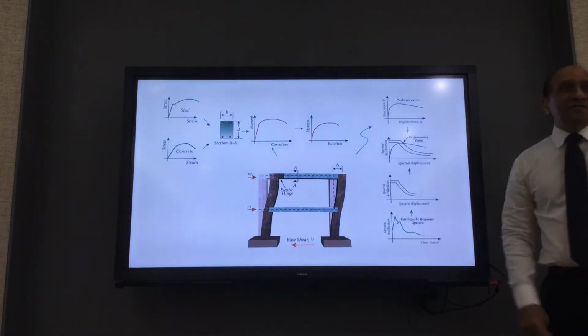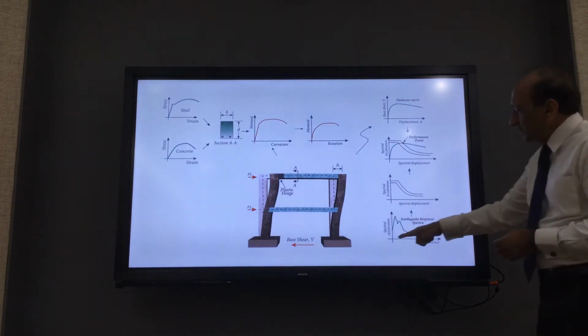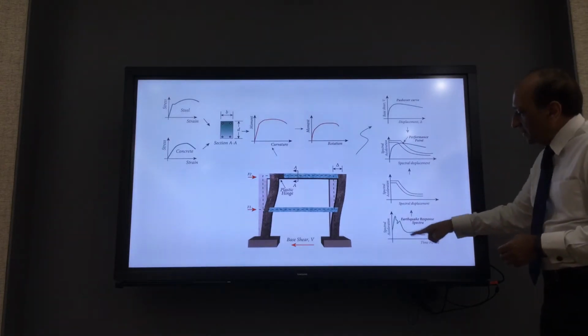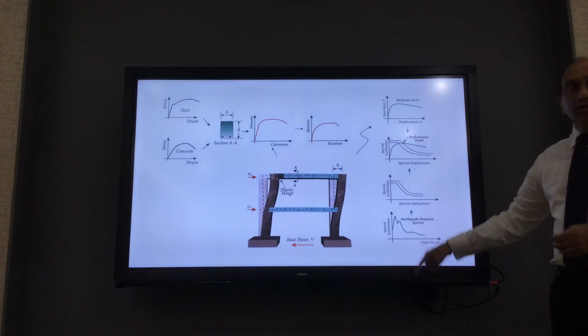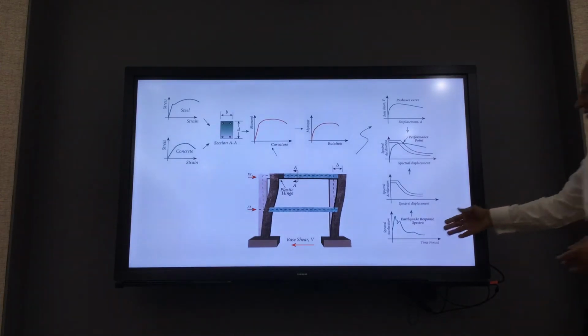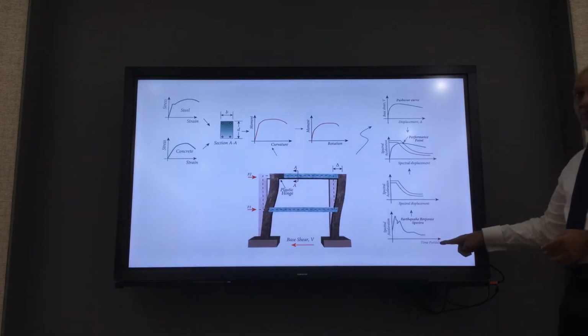Then we go to the hazard side, the other side, the forces side. Where is the force coming from? Earthquake, in this case. So this is the earthquake, natural period and response spectrum. You know response spectrum, right, from the first class.